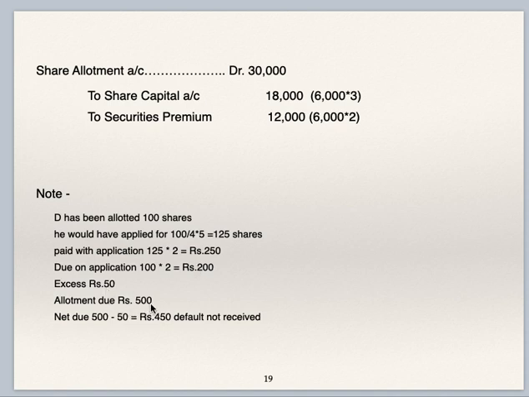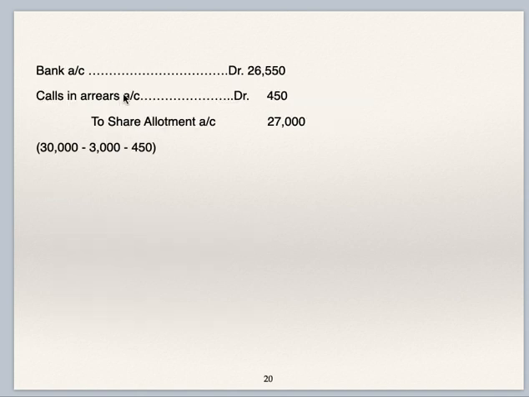Now what is allotment money due on these 100 shares which they have allotted to D? 100 into 5, 500. But out of that 50 he has paid with application. So net amount due on allotment by D is 500 minus 50, 450. Has he paid this? No. He has not paid 450. There is default. Now we'll see next entry.